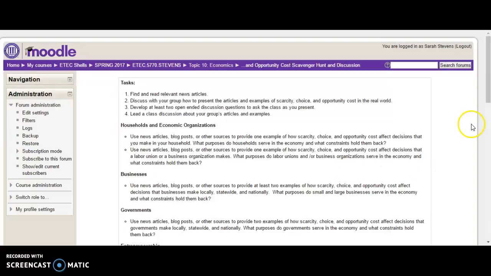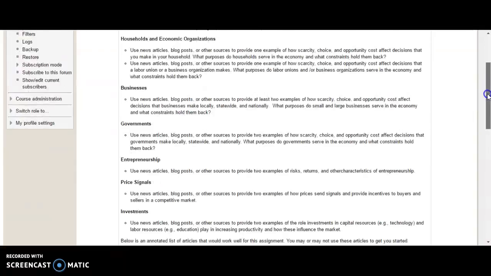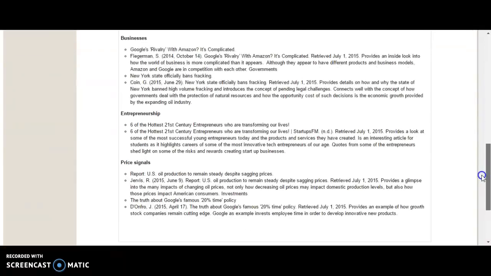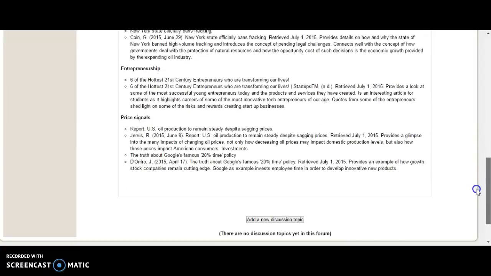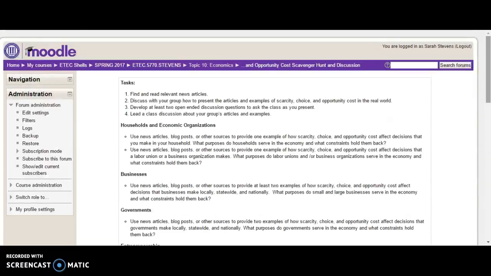They look at articles about these specific topics. I actually gave them some topics to look up, some articles to look up to kind of give them a starting point, and then they get to work on their own to finish the assignment.